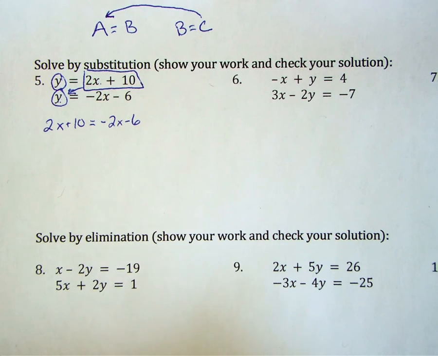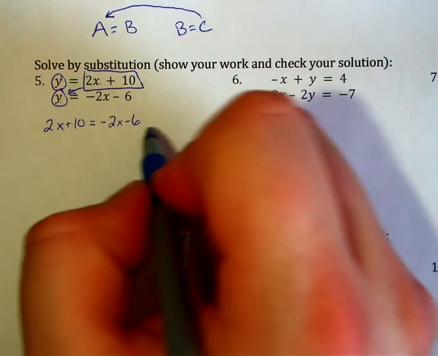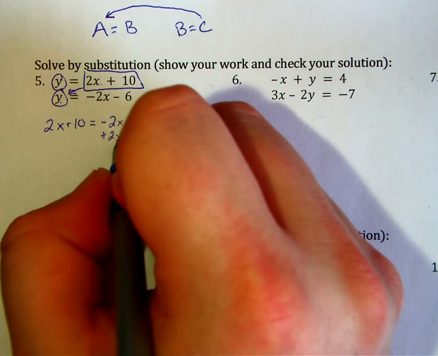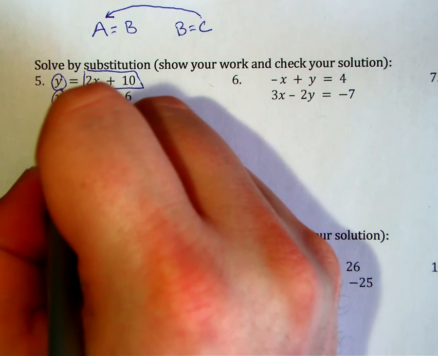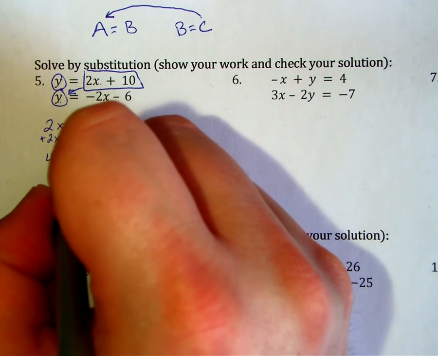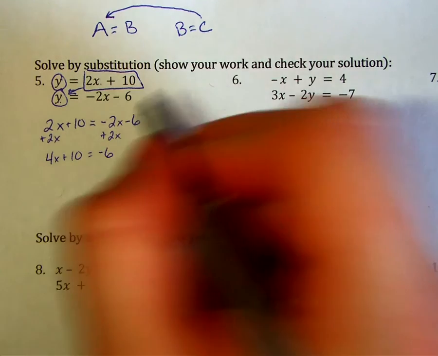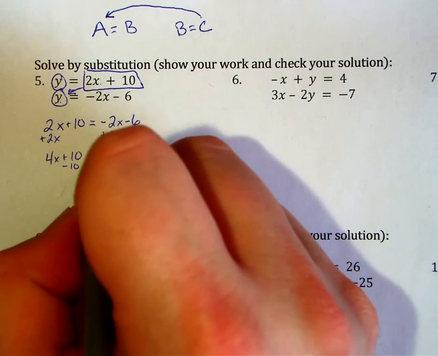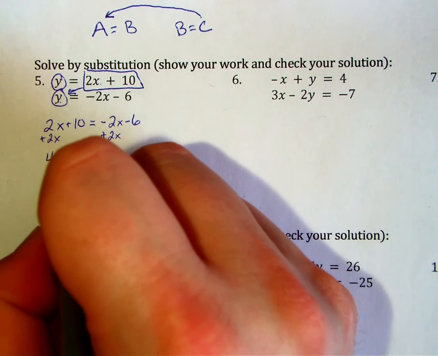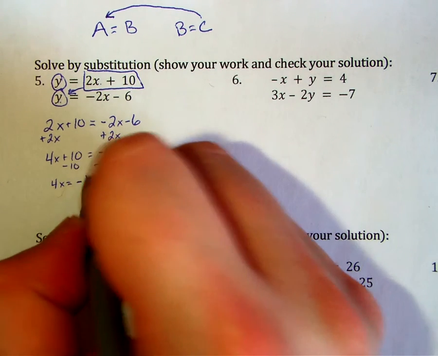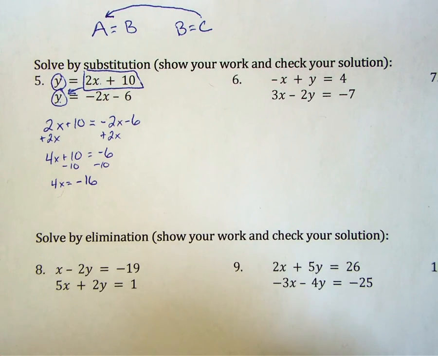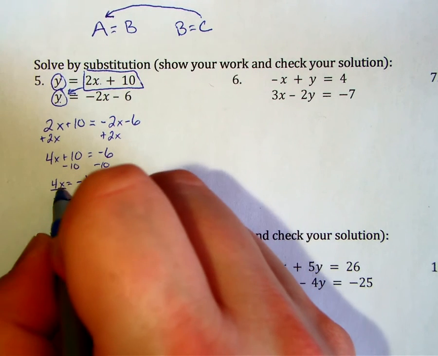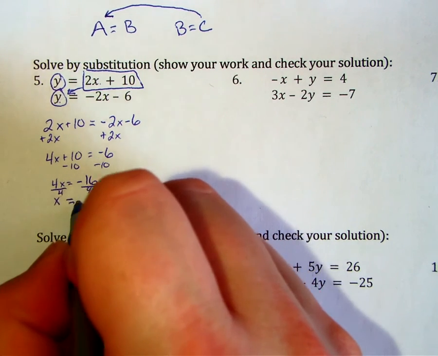Where I'm first going to isolate my variable, or get it all onto one side. And I'll accomplish that by adding 2x to both sides. So 4x plus 10 is equal to negative 6. And then we will subtract 10 from both sides. 4x is equal to negative 16. And then we'll divide by 4 on both sides, where x is equal to negative 4.